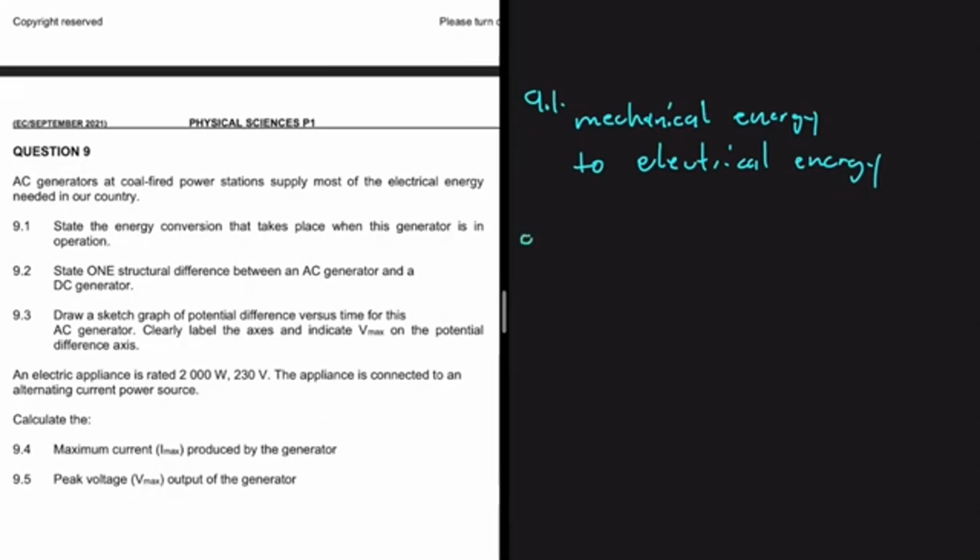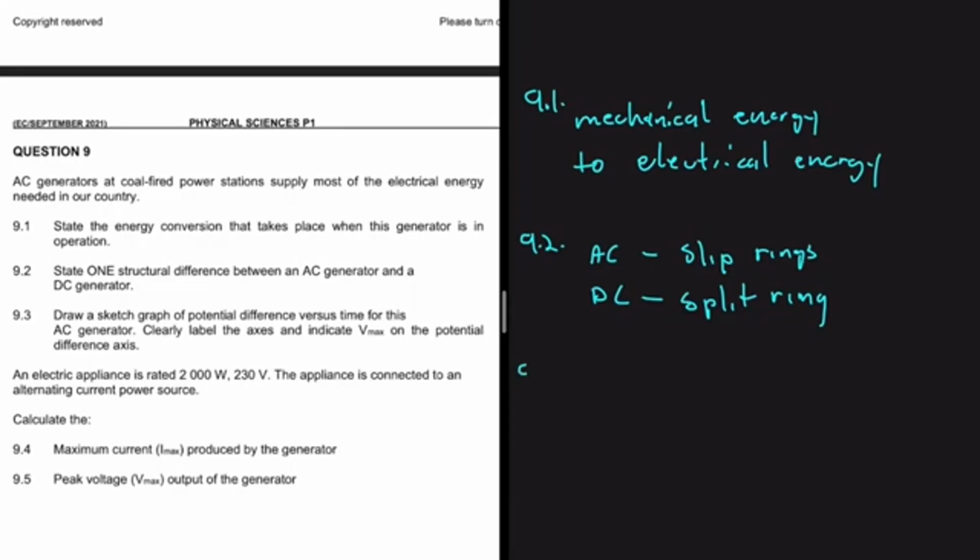And then 9.2 says, state one structural difference between an AC generator and a DC generator. This one is very tricky. For an AC generator, we have slip rings, right? Let me write it down. Slip rings. And then for a DC generator, we have a split ring. Make sure you find a way to differentiate between the two. AC, slip rings, and then DC, split ring.